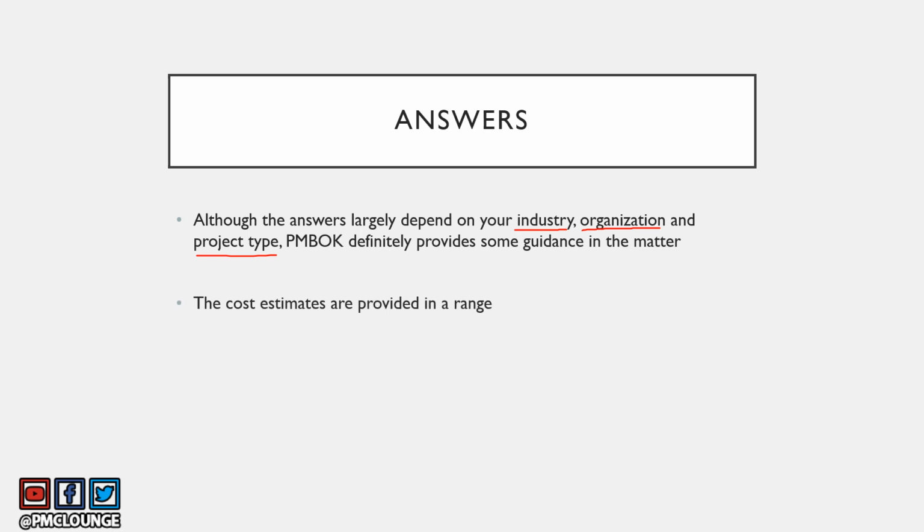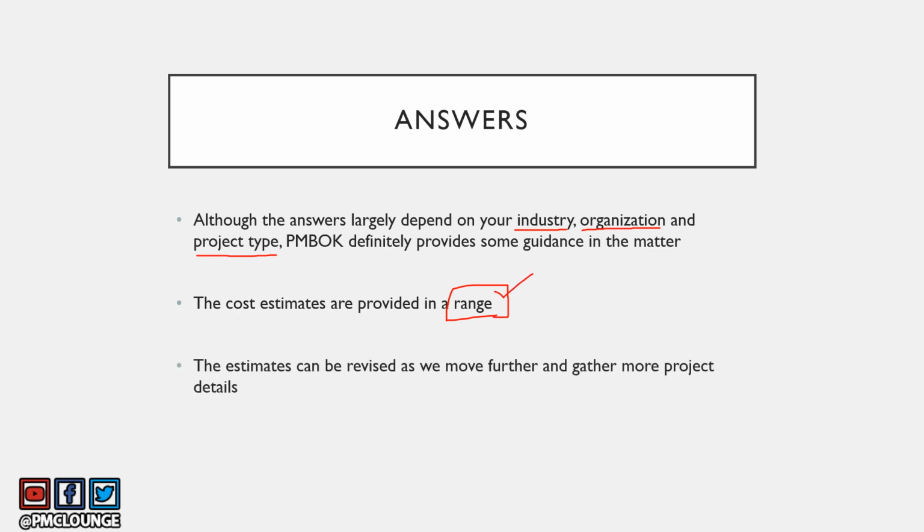Now, cost estimates are always provided in a range. The question that we asked in the previous slide, right? Do you give a single number or a range? You always give a range. And the other thing is the estimates can be revised. They can be revised as we move further and gather more project details. And you would want to do that, right? As you move further, as you gather more details of the project, you will be in a better position to estimate the cost that it is going to take to deliver the project, right?